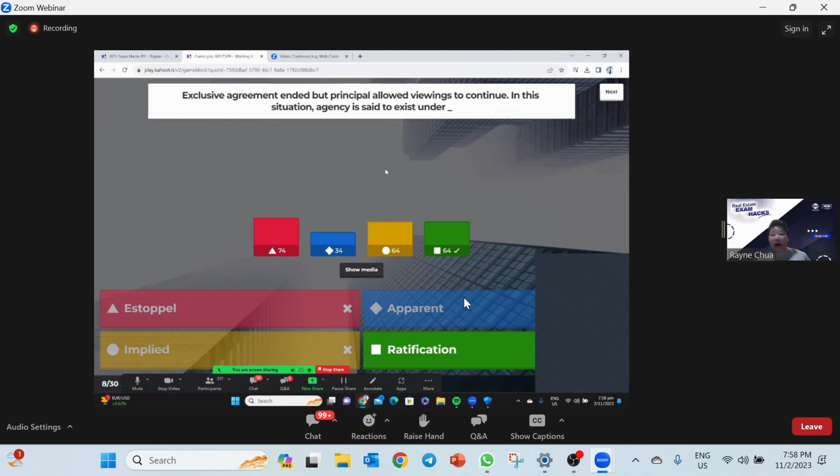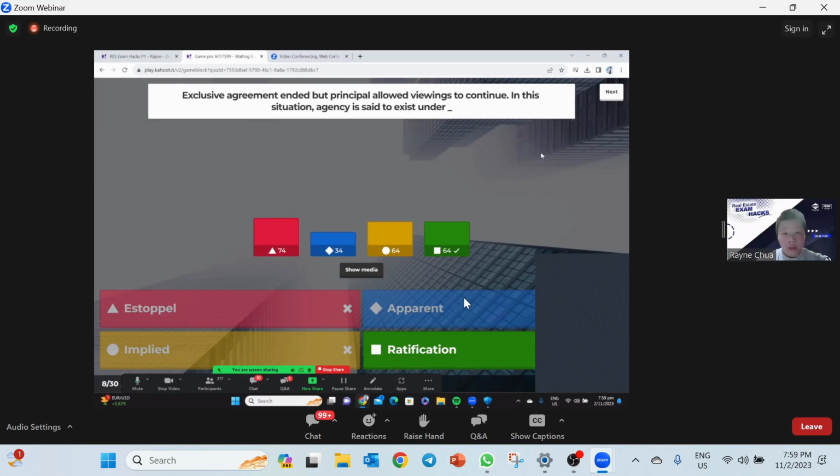All right, and the next category that you need to understand is apparent authority. So what exactly is apparent authority? Usually in apparent authority, there are two different categories, which are estoppel and ratification. Under estoppel and ratification, there will always be a third party involved. Okay, there'll be a third party involved. So if you look at the question itself over here, in this particular question, we said that the agency is said to continue to exist through ratification because the person or the client, the principal, allowed the viewings to continue, and the agent will continue to bring the potential buyers to the viewings, all right?